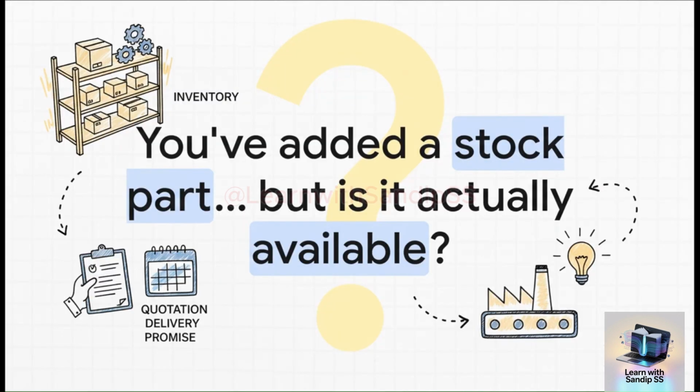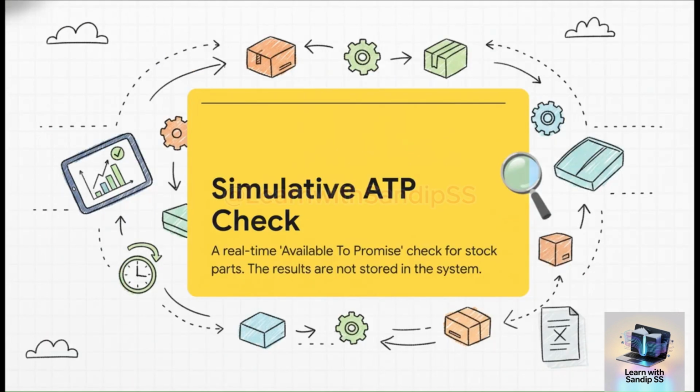This brings up a really practical question, though. It's awesome that you can add a part from your warehouse to the quote, but how do you know if it's actually going to be there when you need it? And the answer to that is the Simulative Available to Promise check, or ATP. Right there on the quotation screen, you can do a live check of your inventory. The key word here is simulative. It means it checks for availability without actually reserving the item, so it doesn't mess with any of your other processes. It just gives you this quick, totally risk-free way to confirm you can actually deliver on what you're promising.